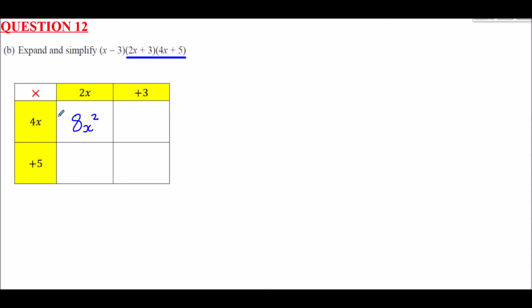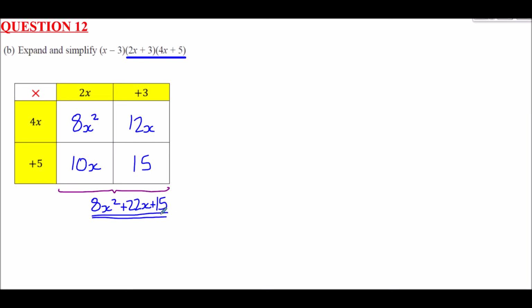This box next, 4x times 3. So that's going to be 12x. Down here, 2x times 5 is going to be 10x. And this final one, 3 times 5, is 15. So if I fully simplify this now and group stuff together, I've got 8x squared, 10x plus another 12x is 22x, and finally I've got this 15 as well. So I've got 8x squared plus 22x plus 15.